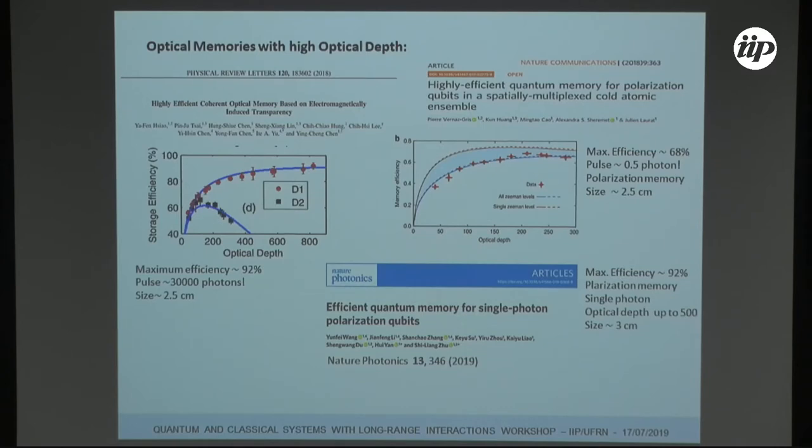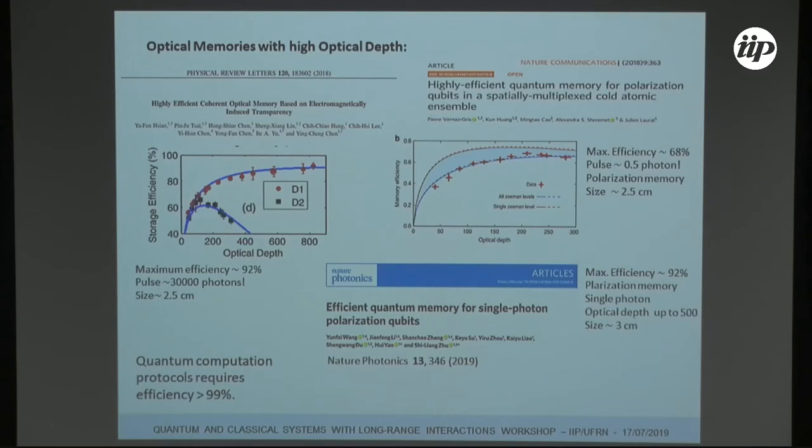We can do this by increasing the size of the sample, or increasing the atomic density. But if you increase the atomic density, then we have problems, because we have the long-range interaction between the atoms, and we have to take this into account. In fact, for some quantum computation protocols, the efficiency has to be even higher than 99%. So 92% is really good, but for some protocols for quantum information, we need even higher. So even higher means that we need even higher optical depths or even higher densities. But in this case, what happens with the long-range interactions? What is the influence of the long-range interactions in these systems? This is the question we are addressing.